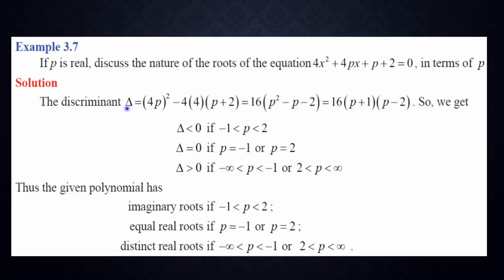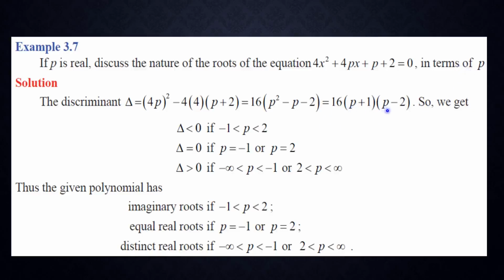So let us see the solution. Discriminant value is b square minus 4ac. So இங்க இருந்து coefficient of x square a ன்னு எடுத்துக்கணும், coefficient of x b ன்னு எடுத்துக்கணும், constant term c ன்னு எடுத்துக்கணும். So here the constant value c is p plus 2. Okay, then you have to substitute in this formula b square minus 4ac, then we will get 16 into p square minus p minus 2, then you have to factorize this, we will get 16 into p plus 1 into p minus 2. Okay, then we have to discuss the value in terms of p alone.